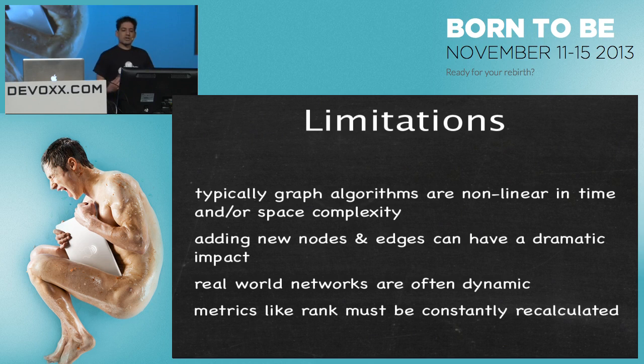Real-world networks are often dynamic, which means that if you take a dump of Facebook's graph today, I can guarantee you by tomorrow, it will not just be slightly out of date, it will be very out of date. And this runs back into what we're saying about recalculation of data. If the real-world network that you're trying to model is changing fast, you've got to make sure that your algorithms are running fast enough and accurately enough to give you the data that you need back in the time frame that you want.